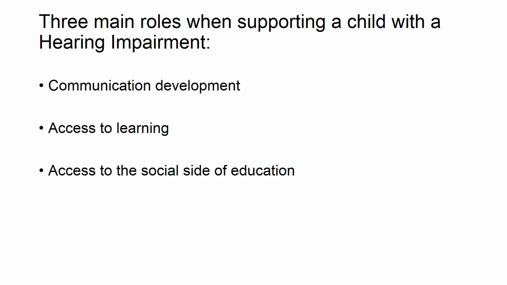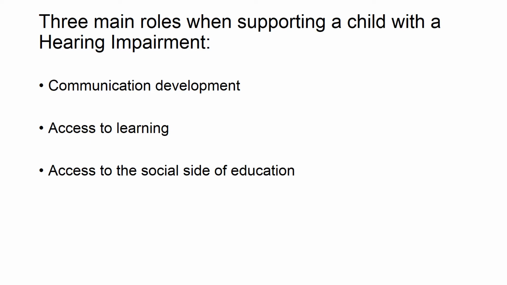The three main roles when supporting a child with a hearing impairment can cover communication development. This includes supporting the development of new vocabulary, speech and language programs, and allowing them to access different forms of communications, methods, and translating when needed.